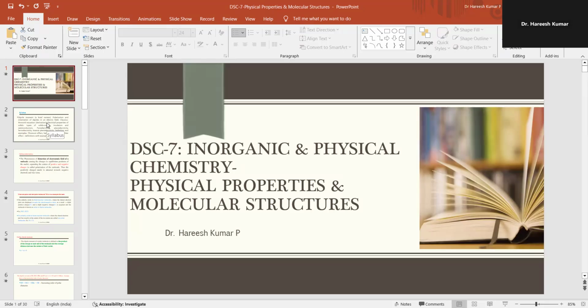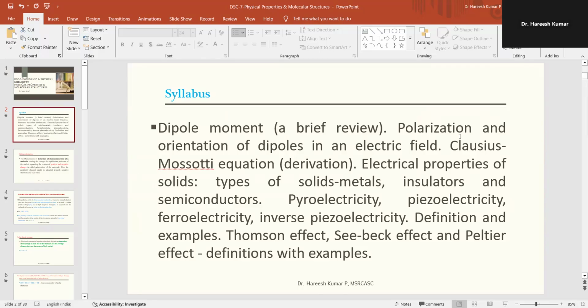The syllabus contains dipole moment, polarization, and the orientation of dipoles in an electric field, Clausius-Mossotti equation, electrical properties of the solids, types of solids, metals, insulators, and semiconductors, pyroelectricity, piezoelectricity, ferroelectricity, inverse piezoelectricity, definition, and examples. Thomson effect, Seebeck effect, and Peltier effect, definition with an example.